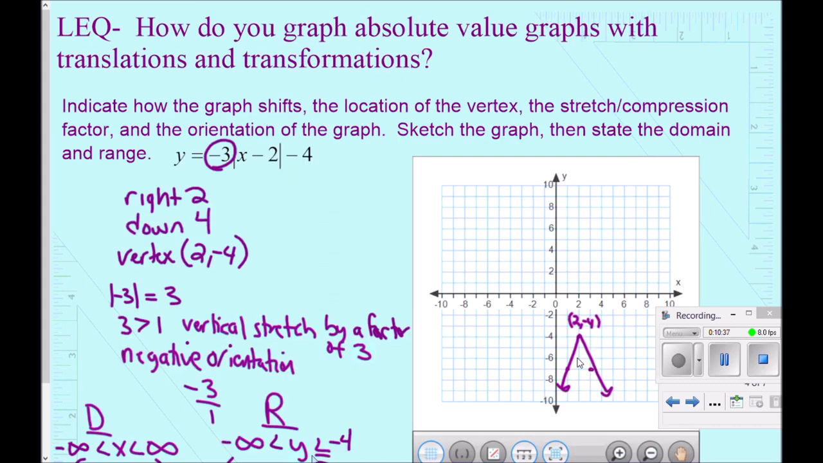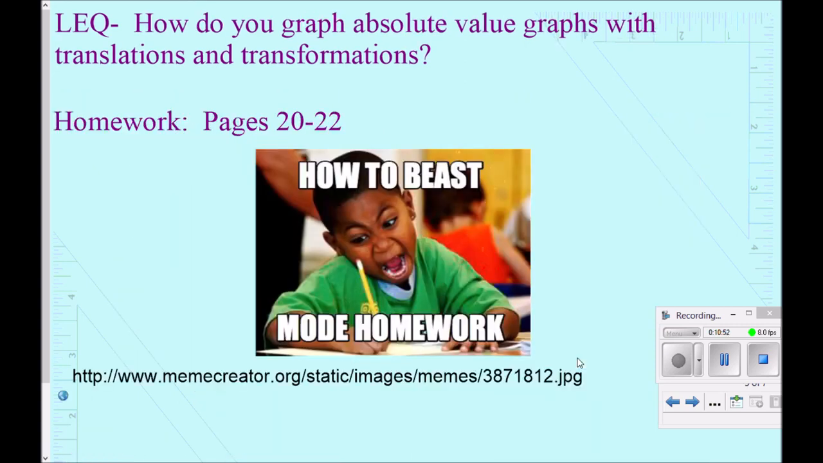So the shifts, the vertex, the stretch or compression, and the factor, positive or negative orientation, and then the graph with the vertex labeled and the domain and the range. So be sure on pages 21 through 22 that you do all of those, not just the graph. Page 20, though, is just the graph with the vertex labeled. Okay, good luck with those.